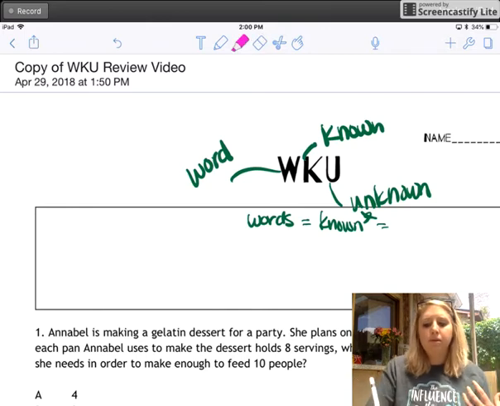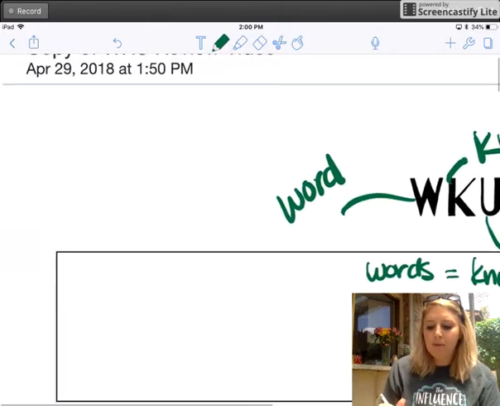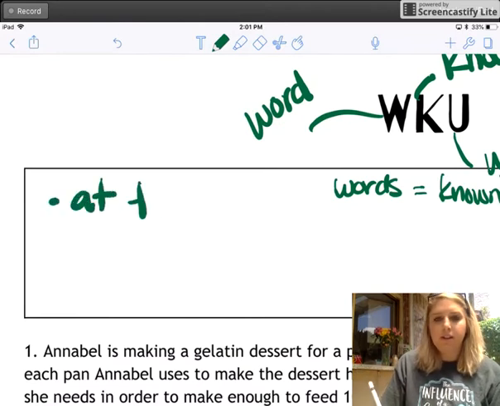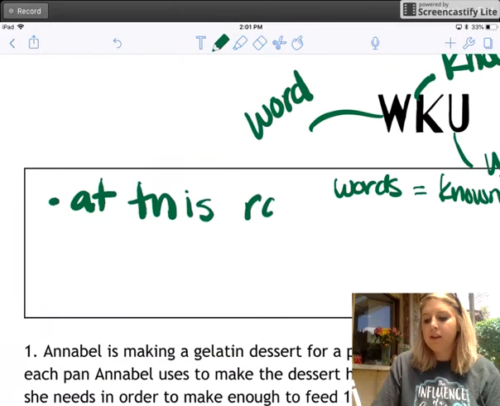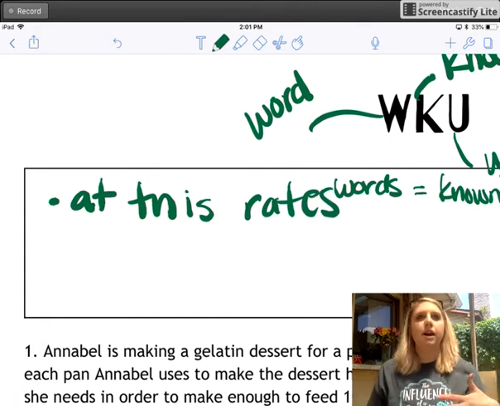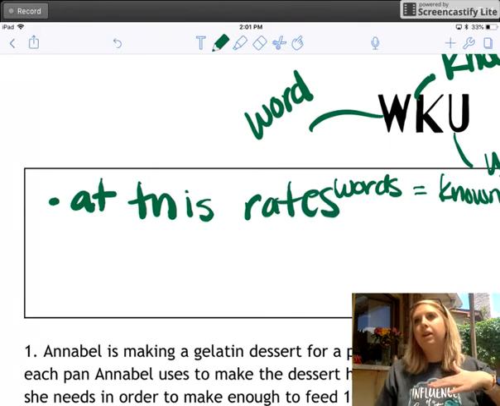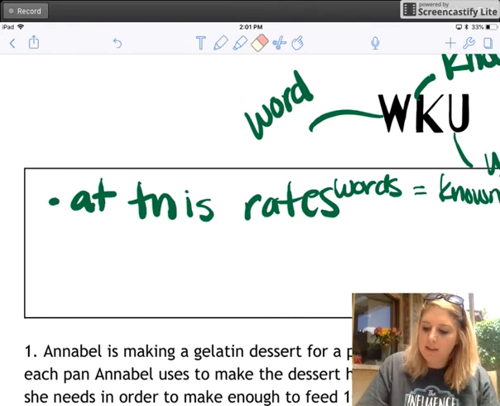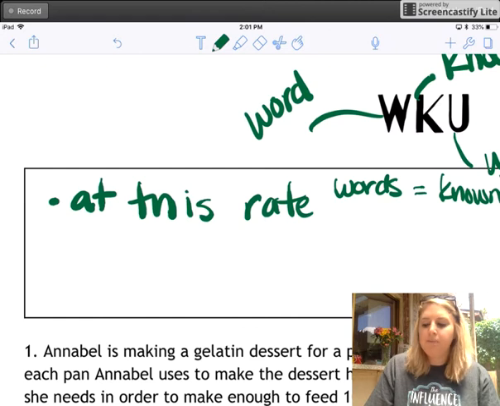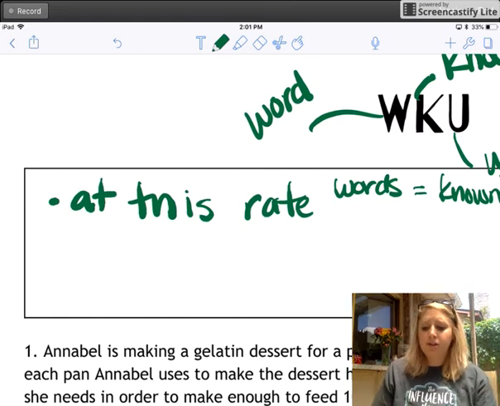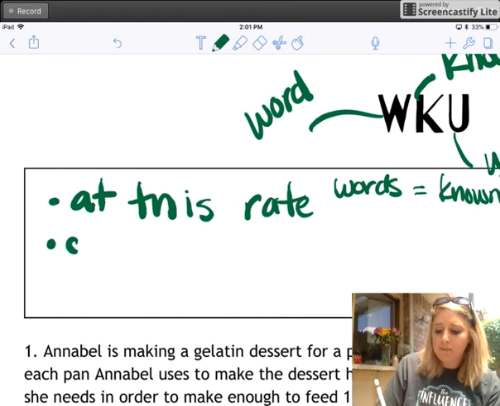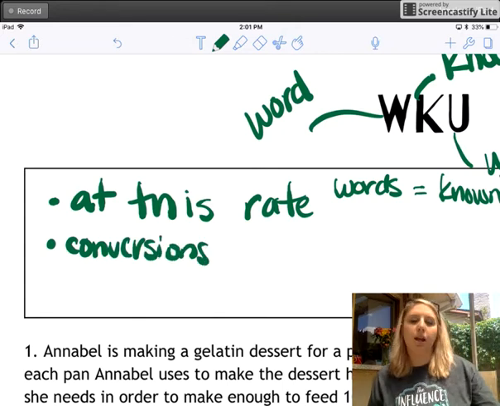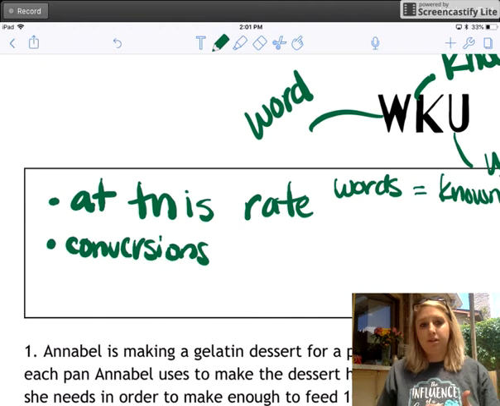So let's talk about some times that we use WKU. We use WKU when they say problems like, da da da da da, at this rate. Something's happening, I can make so many dives in this many minutes, so how many could I make in an hour? At this rate, or at this, not with an S, at this rate. Okay, other times you could use it with conversions, meaning, oh, I want to know that I had 10 pints of blood. How many would that be in cups?